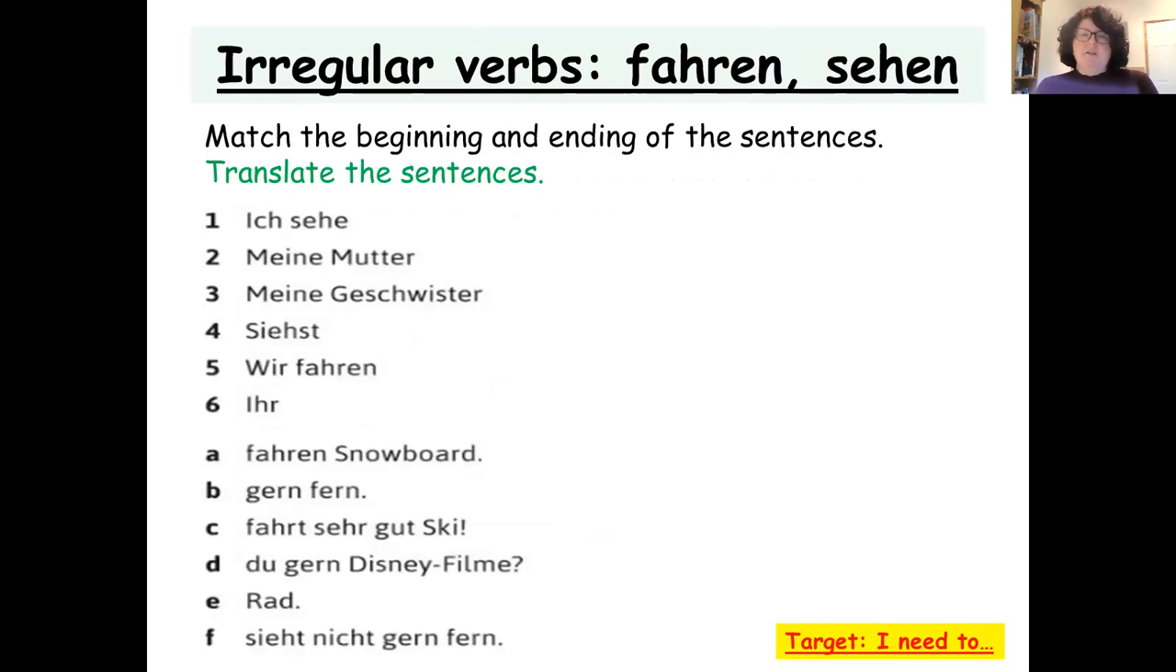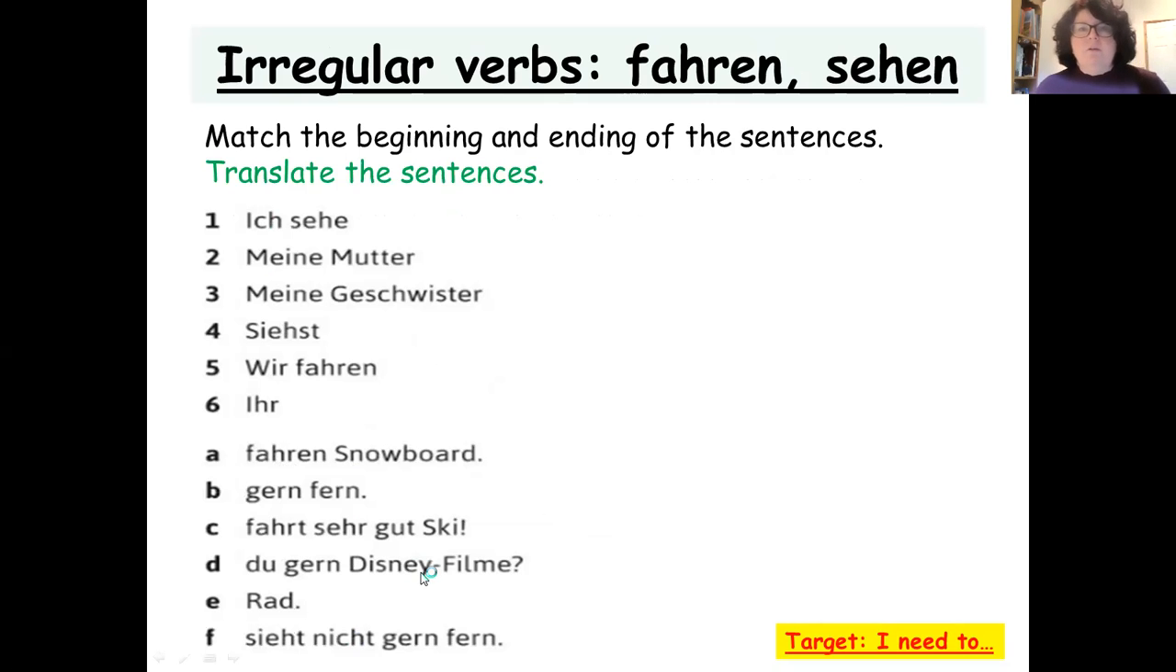Okay, wir gehen noch weiter. Jetzt werden wir fahren und sehen zusammen üben. So now we're going to practice fahren and sehen. And the task here is to match the beginning and the end of the sentences. So ihr habt hier 6 Sätze. So you've got 6 sentences here. And these are the start of the sentences. And then you've got the end of the sentences, the letters here.